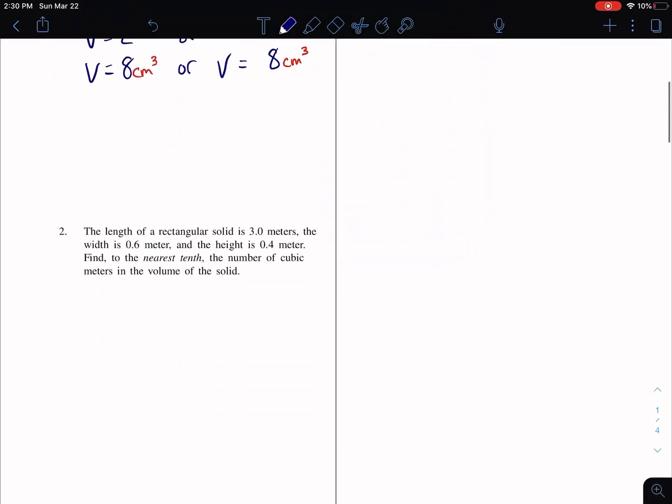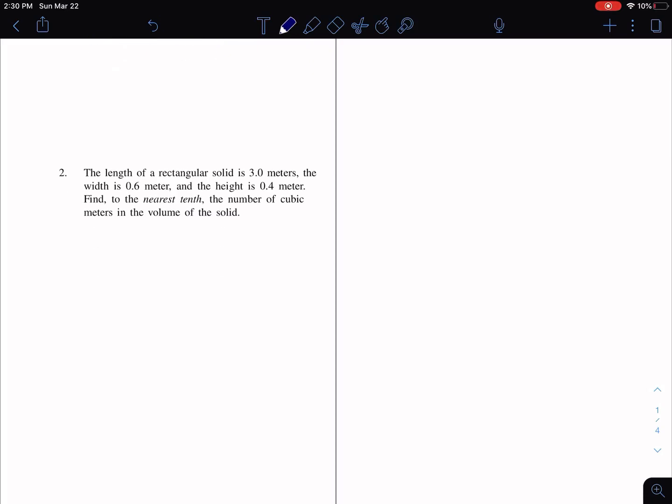So going to number 2, the length of a rectangular solid is 3 meters, the width is 0.6 meters, and the height is 0.4 meters. Find to the nearest tenth the number of cubic meters in the volume of the solid. Okay, so we're talking about a rectangular solid here. Again, you know I stress it every day in class. I'm going to stress it now when we do the remote class.